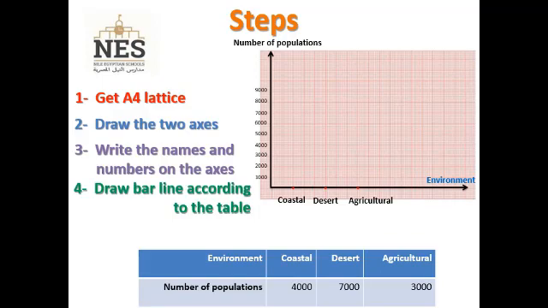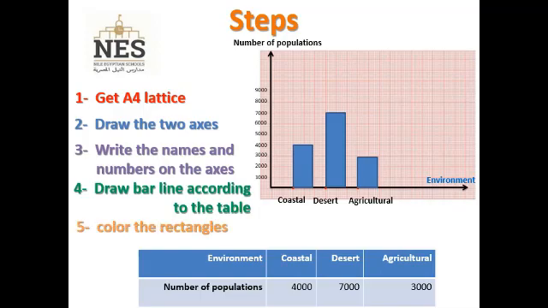In the coastal environment 4,000. In the desert environment 7,000. In the agricultural 3,000. So we use these numbers to draw the bar lines. And the last one, color the rectangles.